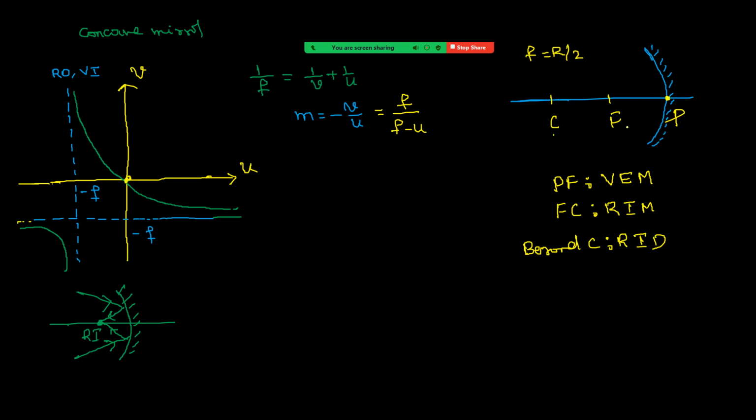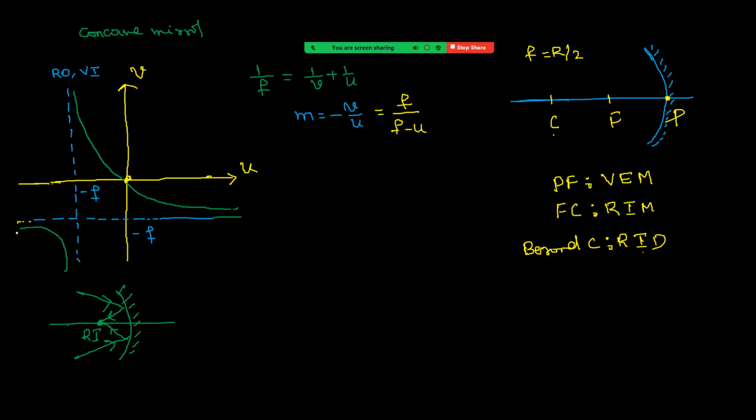Object is in between pole and focus: virtual, erect, magnified. That means the image forms behind the mirror. Between F and C, it is real, inverted, magnified. Okay. Next, beyond C, it is negative and the numerical value is less than 1. So negative, inverted, less than 1, diminished. Since we got total value negative, V is negative. That means real. So real, inverted and diminished.